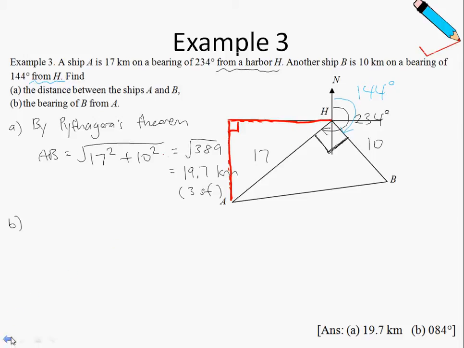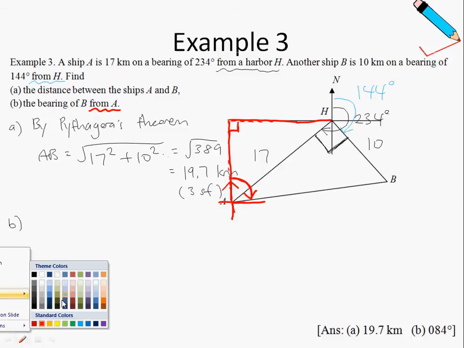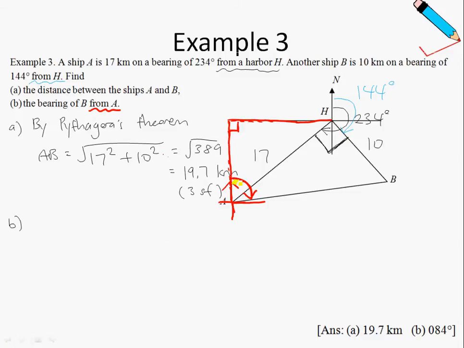Since I want the bearing of B from A, I should be putting my compass at A. If this is my compass, then the bearing of B from A should be this angle over here. So I'm looking for this red angle. To find the red angle, as you can see on the screen, I'll be making use of two particular angles. I will first find the yellow angle.